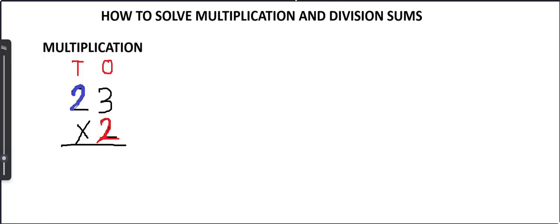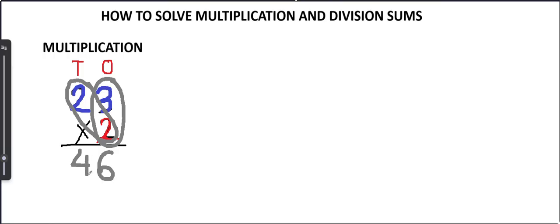This 2 and 3 are the people who have been invited over to your place. So the people who have been invited over to your place, you are supposed to go and speak to them. So you are going to speak to 3 first. 2 goes and speaks to 3. So 2 times 3 is equal to 6. Then 2 goes and speaks to this 2 in the tens place. So 2 times 2 is equal to 4. And thereby our answer is 46. So this is the multiplication which is being done in the butterfly method.